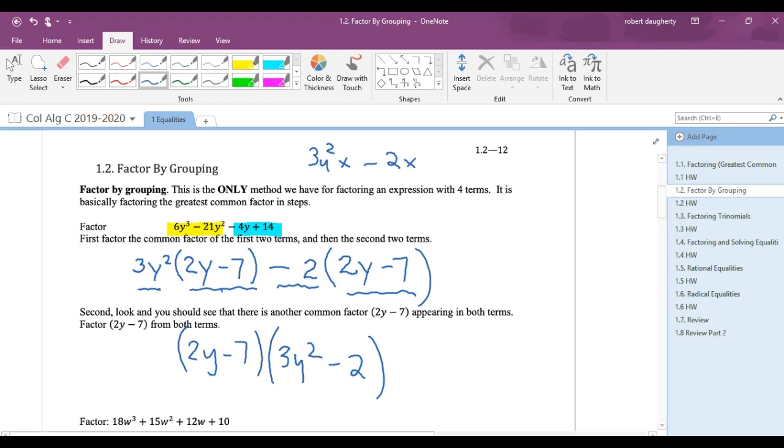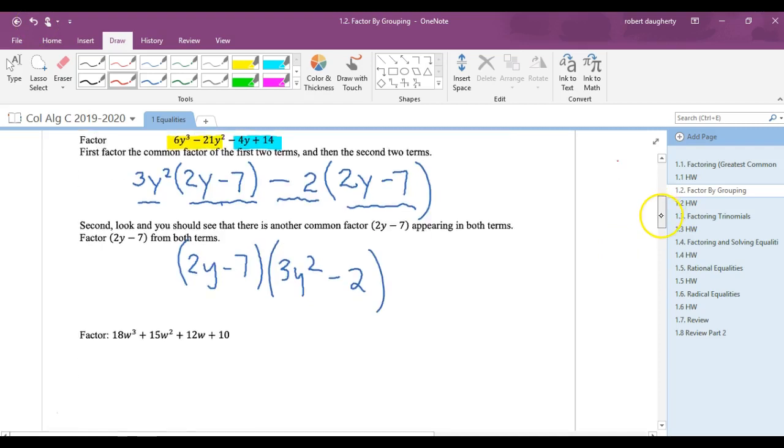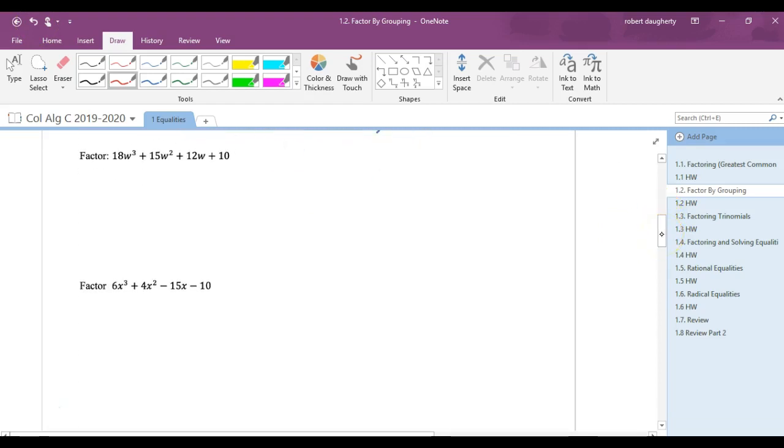If you ever get to a step where you had 2y minus 7 and you ended up here with 2y plus 7, go look at the signs, because you might have made a mistake in getting that where it needs to be. Okay. So let's spend a little bit more time on some of these. Hopefully they fall into a rhythm after a while.